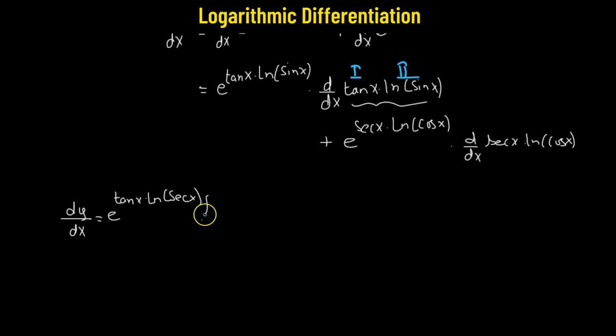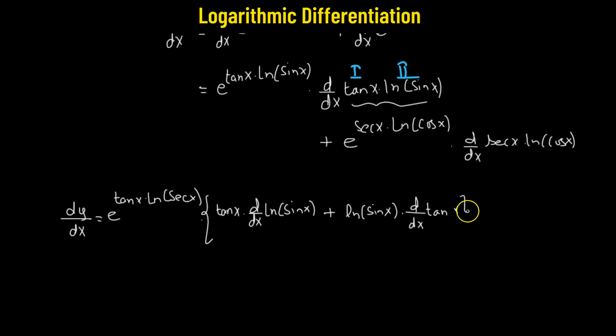That means our derivative will be, we'll take the first function, which is tangent of x, and multiply it to the derivative with respect to x of our second function, which is log of sine x, added to log of sine x, the second function, and this will get multiplied to the derivative with respect to x of our first function, which is tangent of x, plus e raised to the power of secant of x multiplied to log of cosine x.